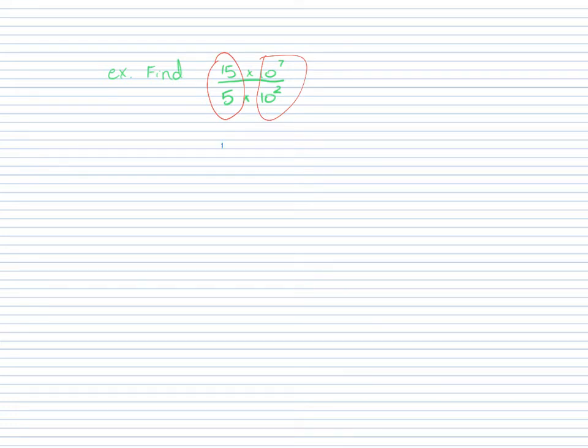So I'm going to have 15 divided by 5, and I'm also going to have 10 to the 7th divided by 10 squared. And grouping them in this way is much easier than if we combine everything. All right, so 15 divided by 5 is just 3, and 10 to the 7th divided by 10 squared. Well, remember that when you have two numbers with the same base, all we have to do is subtract the exponents. So we end up getting 10 to the 7 minus 2, which is 5.